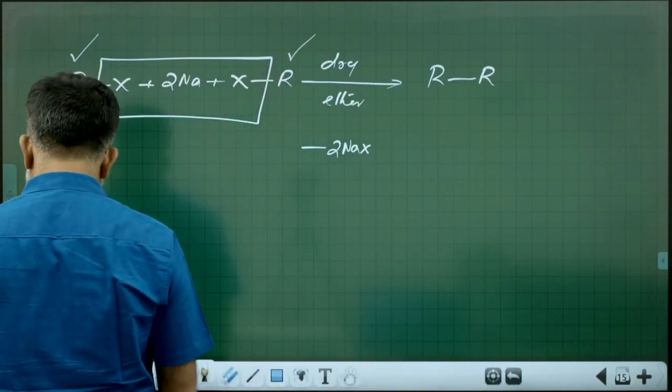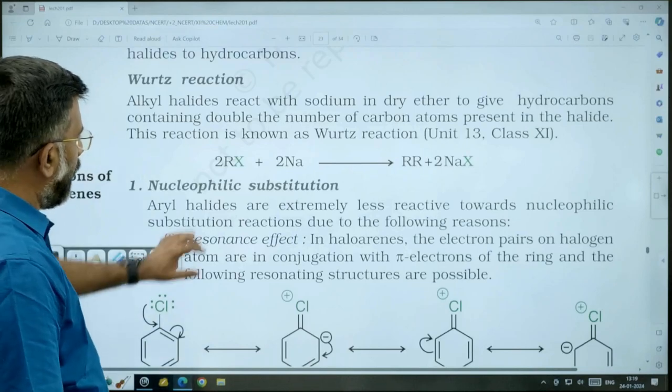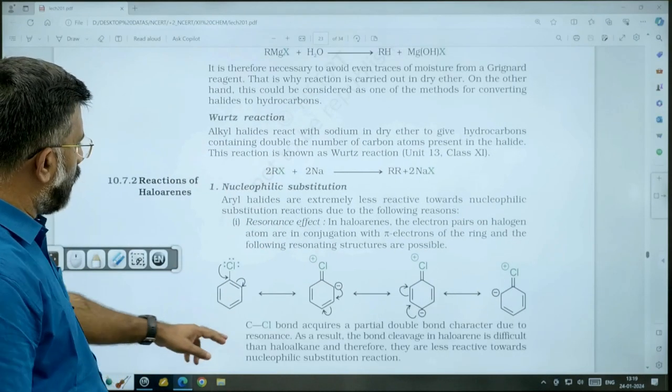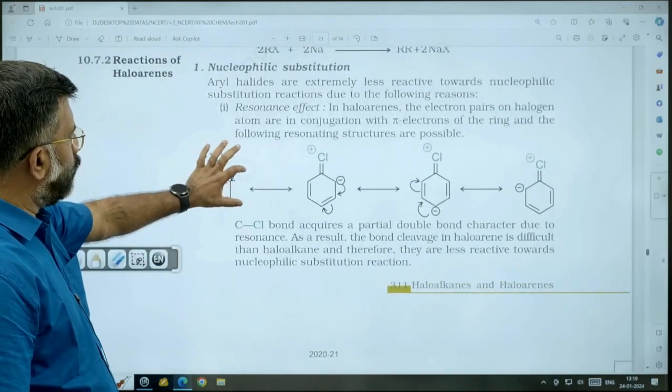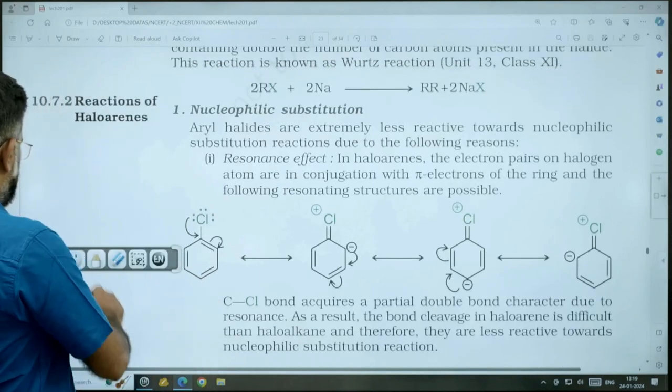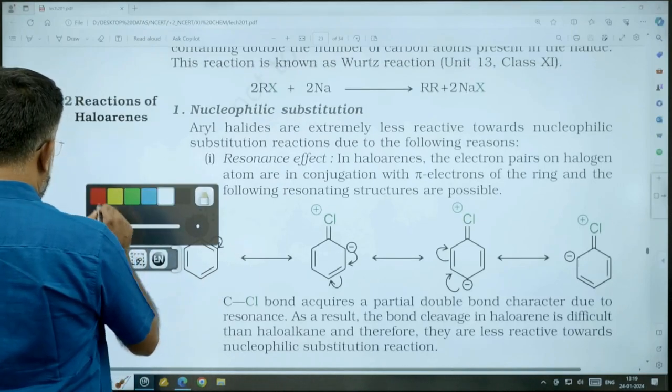So that's all regarding the reactions of haloalkanes. Now we move on to the reactions of haloarenes, very, very important.